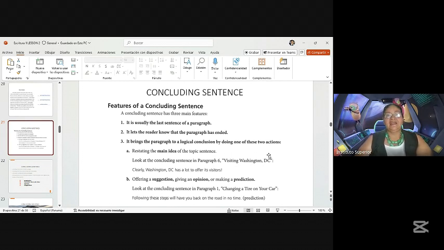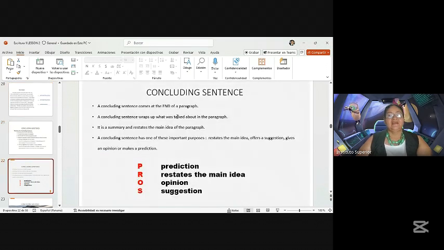Another characteristic lets the reader know that the paragraph ends. We finish. It brings the paragraph to a logical conclusion by doing one of these two actions. Maybe restating the main idea or offering what? Offering a suggestion, opinion, or making a prediction. The concluding sentence comes at the end of the paragraph, wraps up what was talked about, summarizes and restates the main idea, okay?